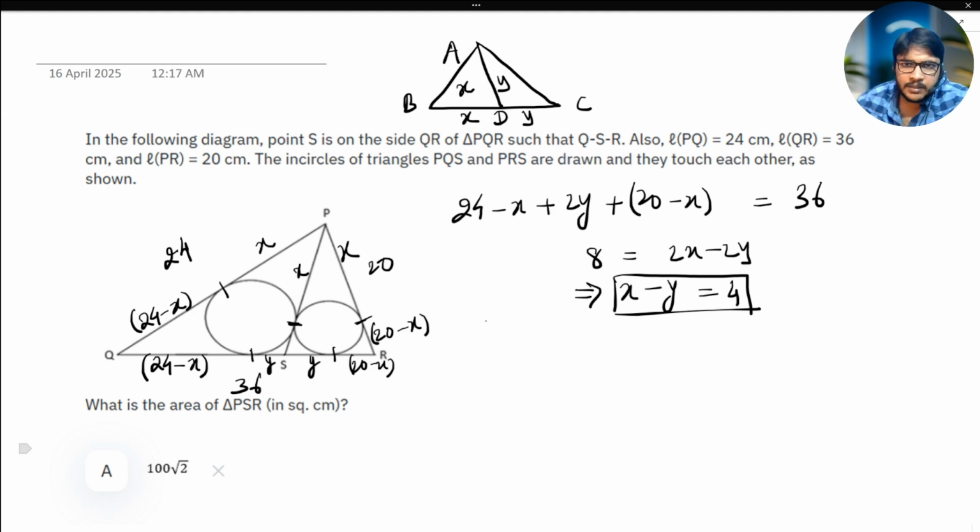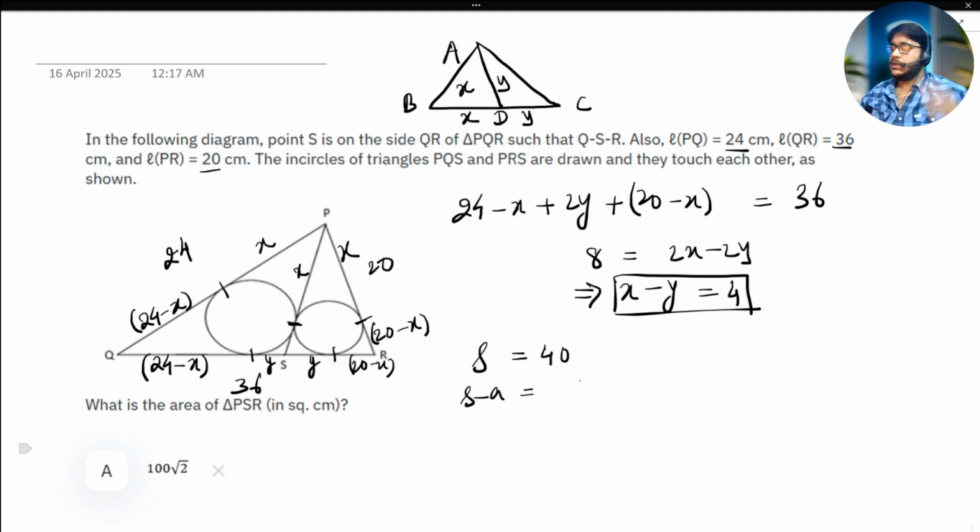The area of the triangle can be calculated with Heron's formula. For that we need the semi-perimeter. Semi-perimeter is nothing but the summation of all these sides divided by 2, that is going to be 24 and 36. So 50, 60 and 80. 80 by 2 is 40. Semi-perimeter is 40. Let's calculate s minus a.